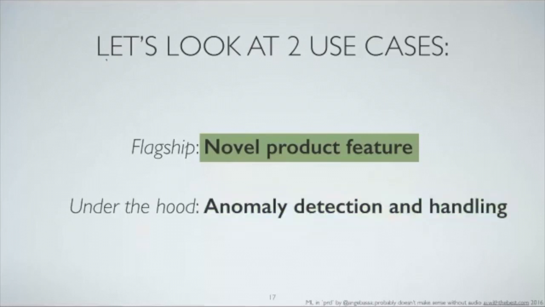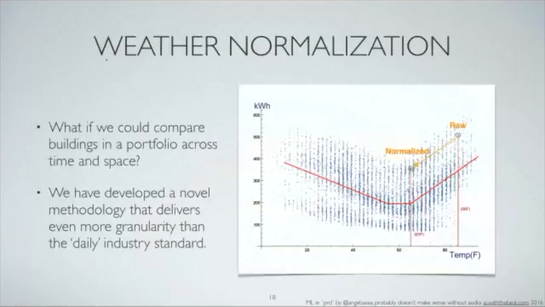So let's start with the novel product feature. What I'm going to talk about here is this feature we call weather normalization. This is something that is really well understood in the industry. So if you want to compare buildings in your portfolio across time and space, let's say you have one building in Australia and another building in the UK, and you want to see how they are, how could you compare and contrast their energy consumption?